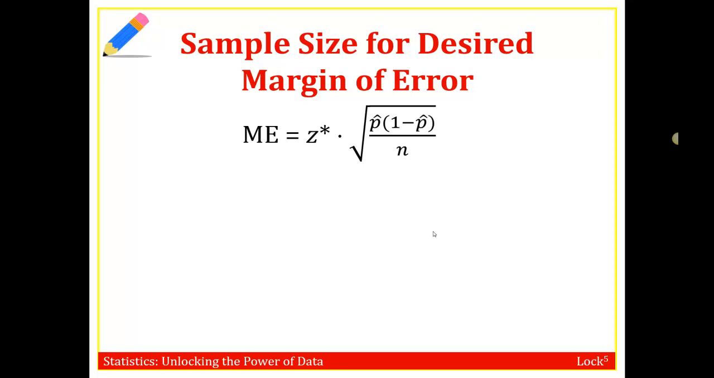This video will demonstrate how to find sample size for desired margin of error. The margin of error formula when we're dealing with one proportion is equal to z star times the square root of p hat times 1 minus p hat over n.